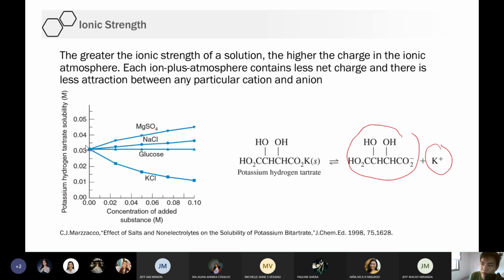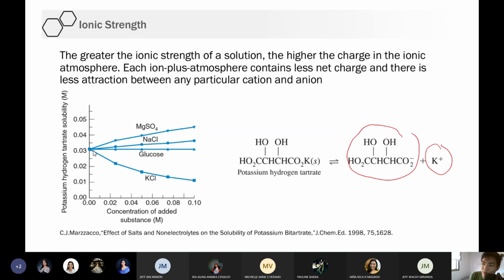For glucose, the solubility of our precipitate is stagnant at 0.03 molar. So why is it stagnant? Because glucose is not a charged particle. So it will not flood the ionic atmosphere. If we have an uncharged particle, for example glucose, it will not flood the ionic atmosphere. Hence, it does not have ionic strength, because it doesn't have charges. That's why the solubility is stagnant.